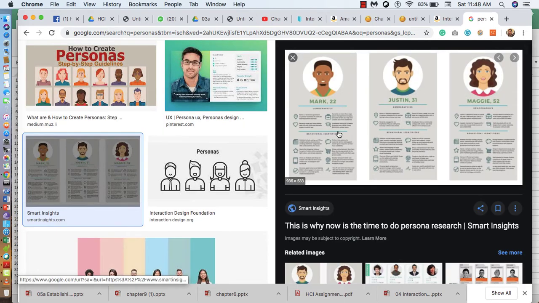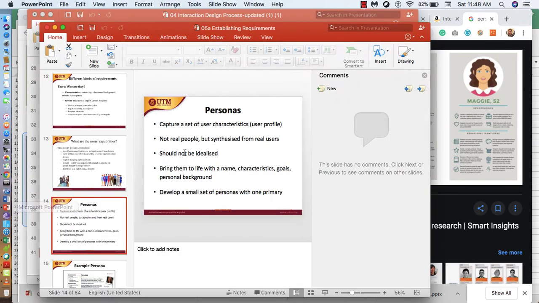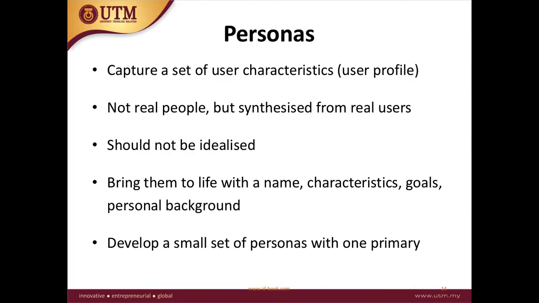Let's say I choose this one. You see Mark, 22, what is the characteristic of Mark? Justin, 31, what is the characteristic of Justin? Maggie, 52, what is the characteristic of Maggie? All right, so that's what we mean by persona, that can capture user characteristic. Not real people, but synthesized from real users. You can use not real people, but it is recommended to have a real one.